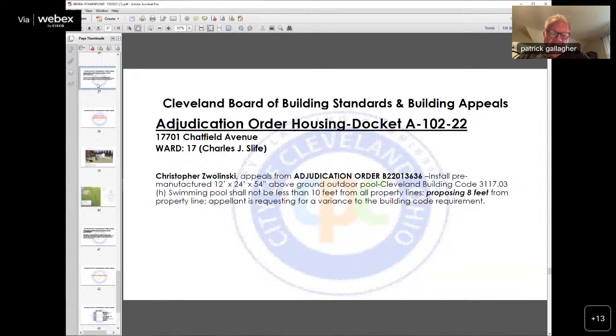Okay, next docket, A10222, 17701 Chatfield Avenue. Application and fees are in order. This is an adjudication order for pool installation, proposing 8 feet from the property line. Present for the hearing, Tom Vanover, Building and Housing, Patricia Aston, Law. With the appellant or his or her representative or attorney, please state your name for the record.